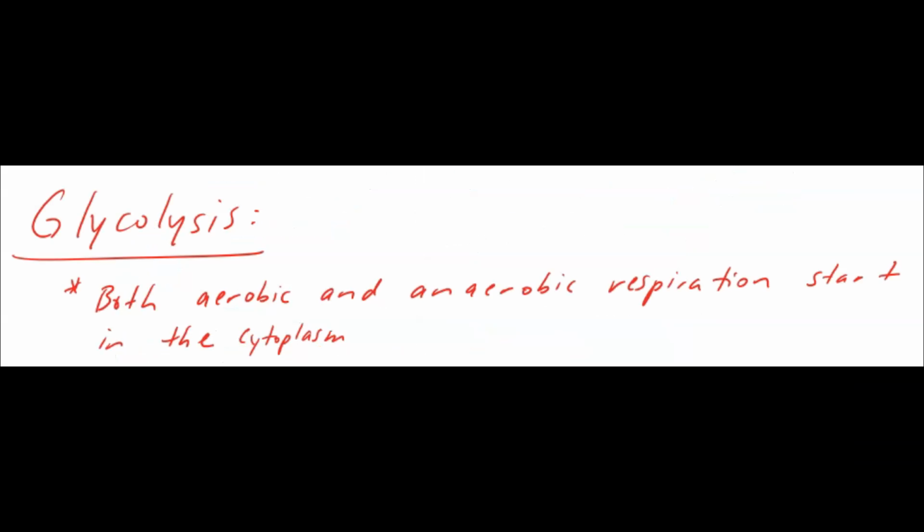All right, in glycolysis, we're going to be looking at both aerobic and anaerobic respiration. It's going to start in the cytoplasm, and glycolysis is basically taking glucose and breaking it down. So we're going to call it glucose breakdown. And we're going to be breaking down glucose. This is going to be what's going to help to produce that energy, that adenosine triphosphate or ATP that we've been talking so much about.